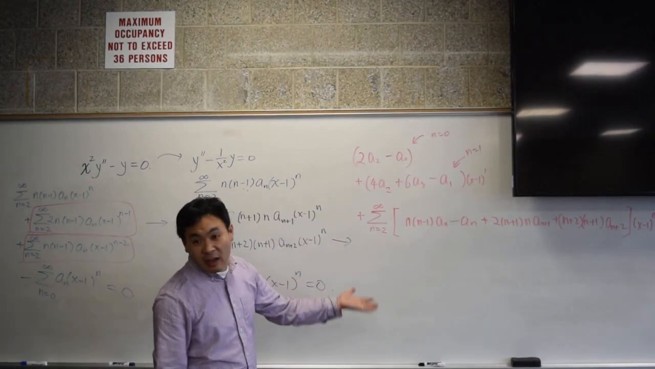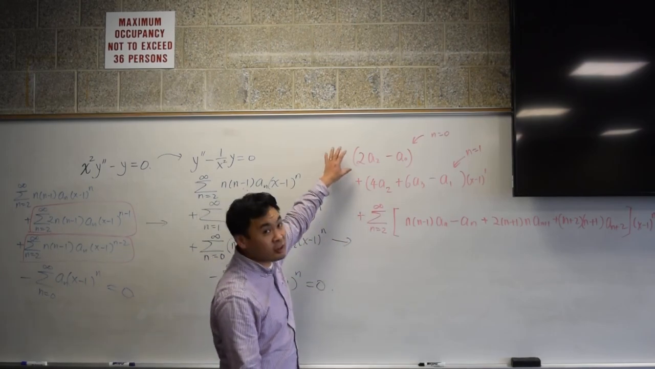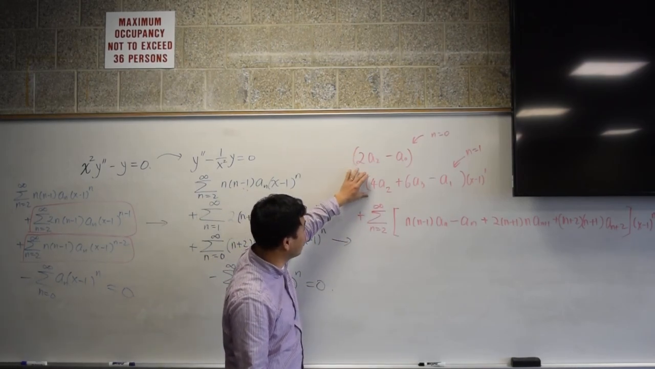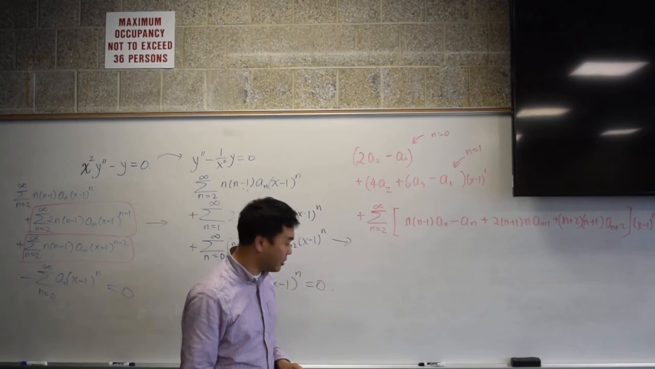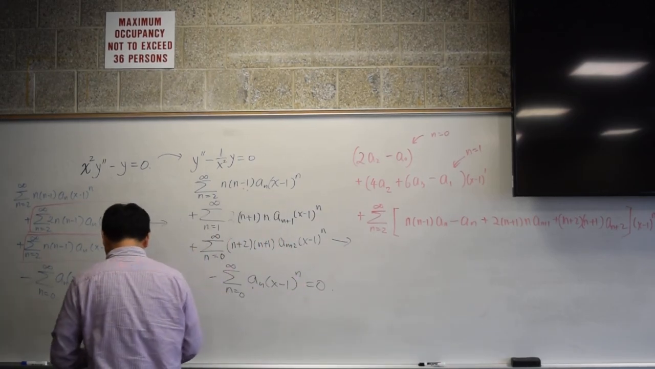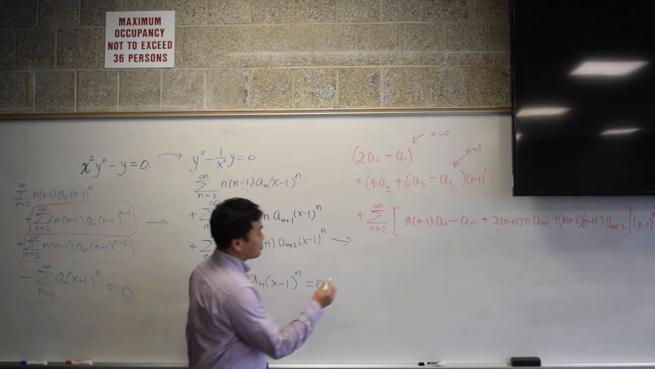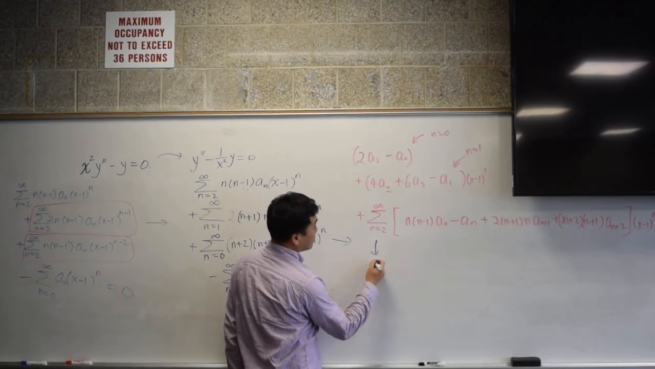And from this, now we can solve like before. Each of these are 0. This should be 0. This should be 0. All the coefficients are 0, right? So let's write out what that means first.